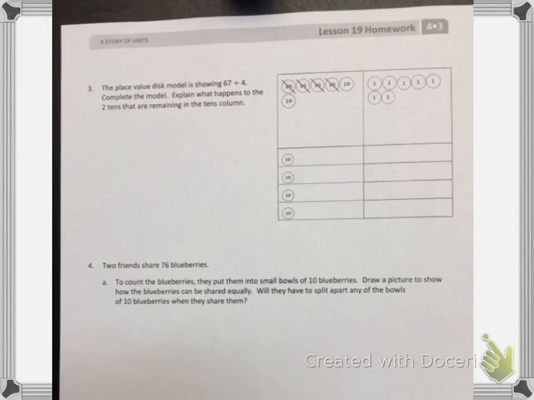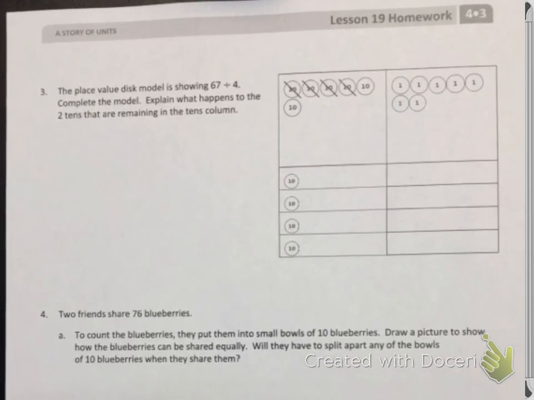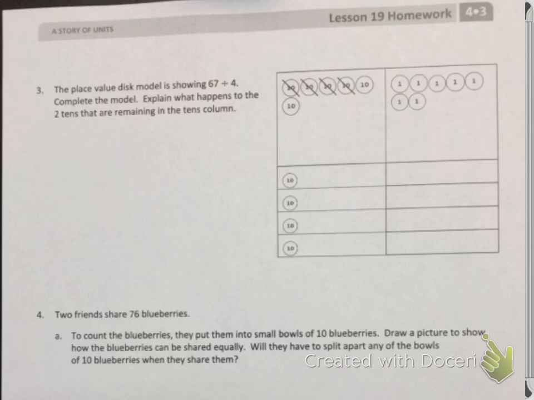All right, so on the back side, we're looking at page 210, and we're looking at this place value chart again, and we have 67 divided by 4. So we have 7 ones here. We have 6 tens here, and how many rows? 1, 2, 3, and 4. Okay, so that means we are working with 67 divided by 4.